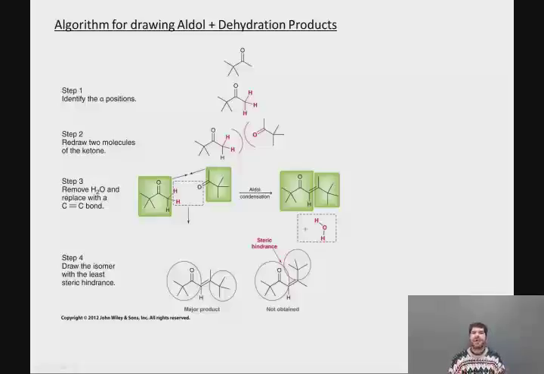And finally, when you are considering stereochemistry of cis versus trans, you're going to want to draw the trans alkene, or the one that is least sterically hindered. You will have plenty of opportunity to practice doing these in the course of working practice problems.